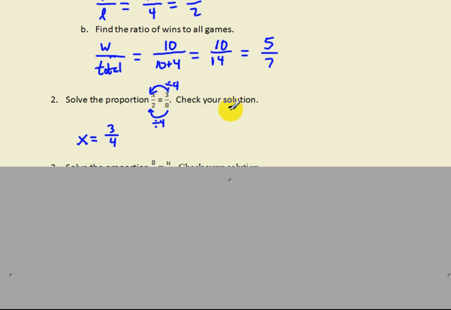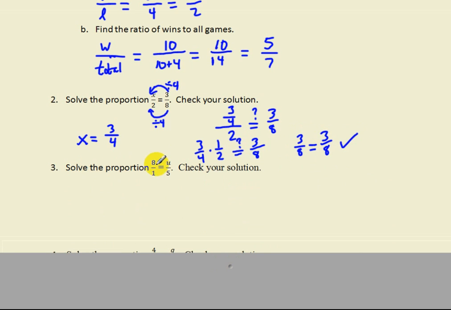So we're going to look at (3/4) over 2, and we want to know, does that equal 3 over 8? Remember, one way to divide here, when you have a fraction divided by 2, we can multiply by the reciprocal. And the reciprocal of 2 is 1 over 2, and we want to know, does that equal 3/8? And of course, when you multiply 3/4 by 1/2, you will get 3 over 8, which does equal 3 over 8. Our solution checks.